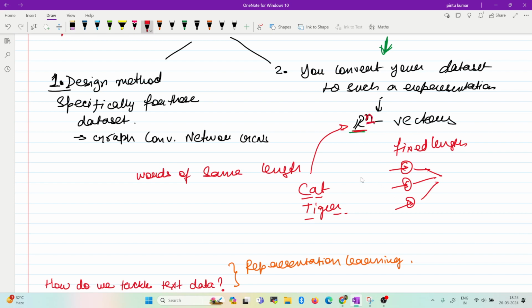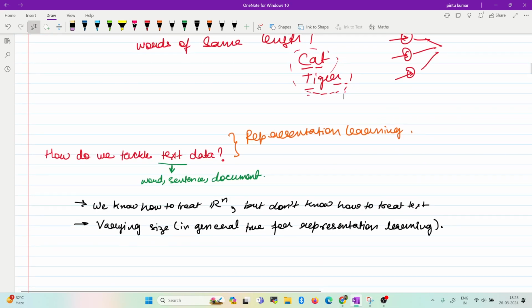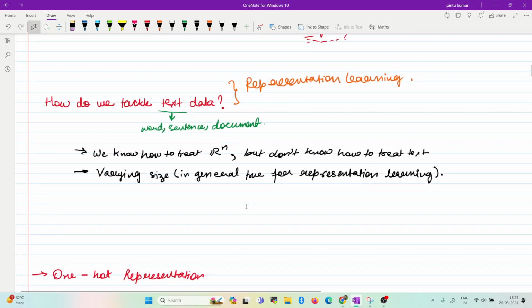number. This might not be very useful for word representations, but there are many kinds of data sets where you will want to convert to some Rn representation because the data sets that you are encountering are not of fixed shape or size. That is also a possibility that I want to point you to. So this was the motivation for representation learning, or why we want to convert text data to some Rn.